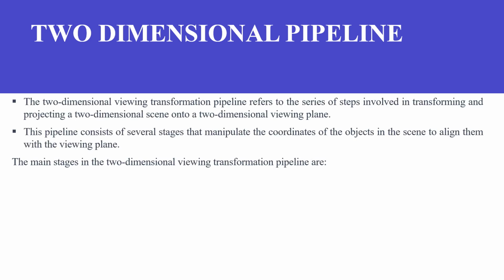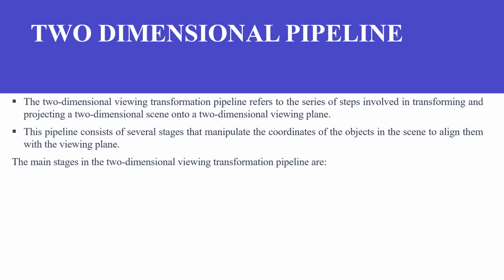Two-dimensional pipeline. Basically, a two-dimensional viewing transformation pipeline refers to the series of steps involved in transforming and projecting a two-dimensional scene onto the two-dimensional viewing plane. This pipeline consists of several stages that manipulate the coordinates of the objects in the scene to align them with the viewing plane. Now let us see what the main stages in the two-dimensional viewing transformation pipeline are.